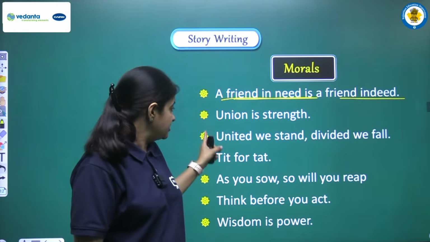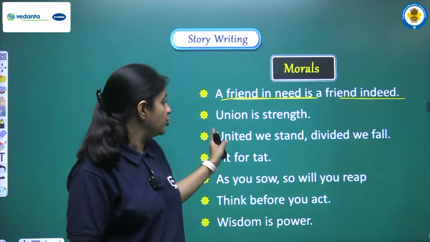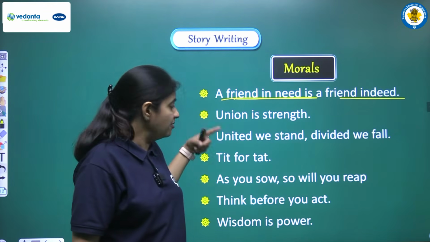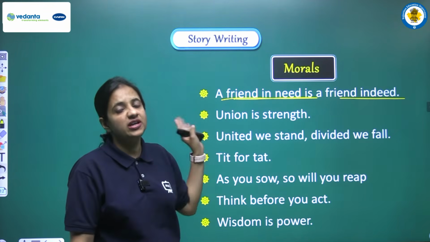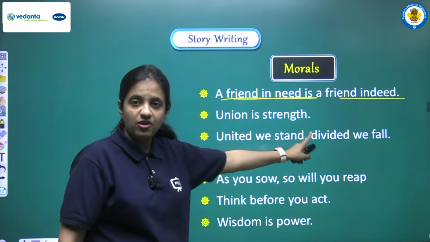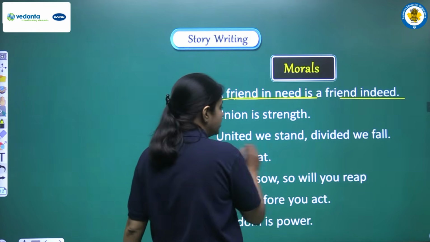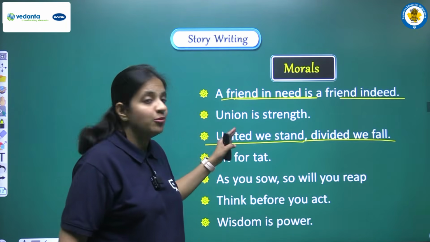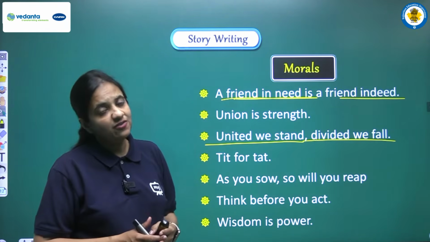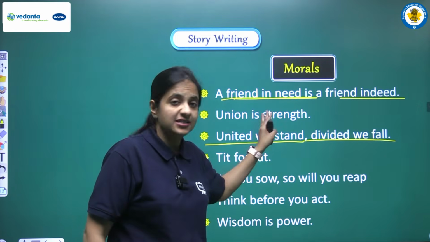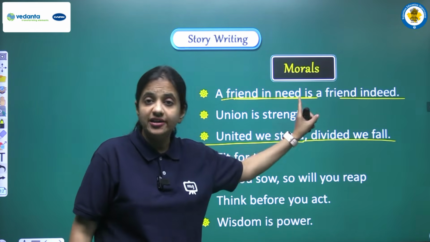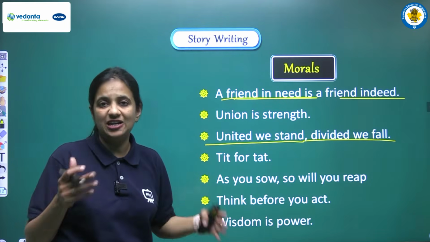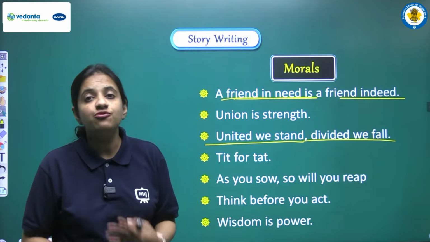Okay, next is we are having united we stand, divided we fall. So this is the same moral that we are having here. So we can write this moral in this way also, that is united we stand, divided we fall. So it means that जब तक हम लोग united है, then only we can expect that we can stand, but the time we are divided, definitely we will fall. So this is united we stand, divided we fall.